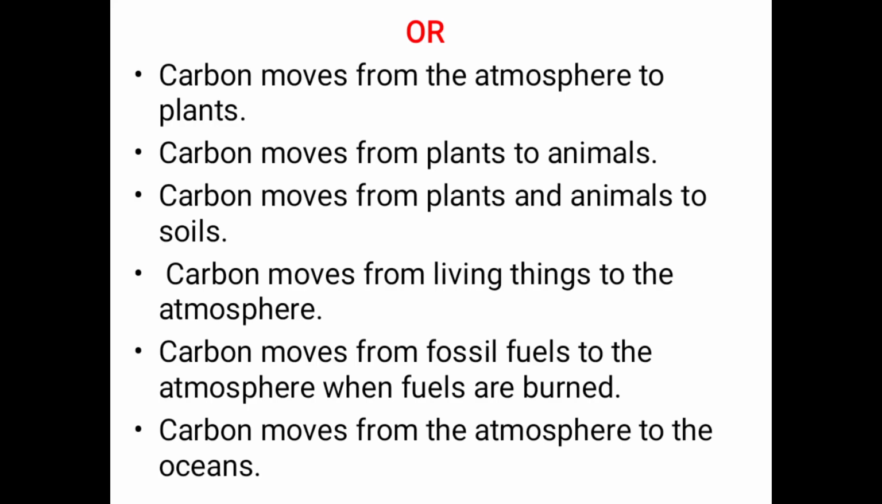And for this carbon cycle, here are the important points to remember. Carbon moves from the atmosphere to plants, carbon moves from plants to animals, carbon moves from plants and animals to the soil, carbon moves from living things to the atmosphere, carbon moves from fossil fuel to the atmosphere when fuels are burnt, and carbon moves from the atmosphere to the oceans. So these are the carbon cycle steps.